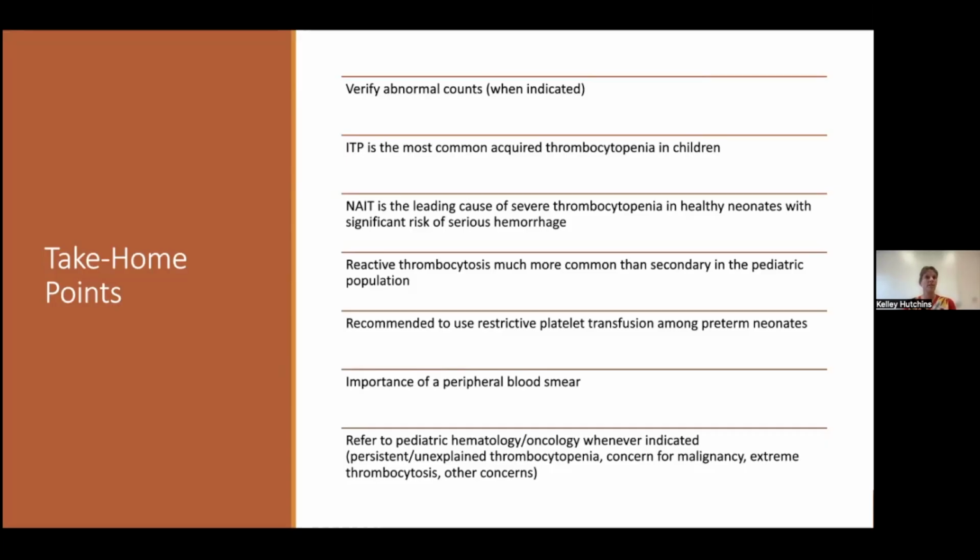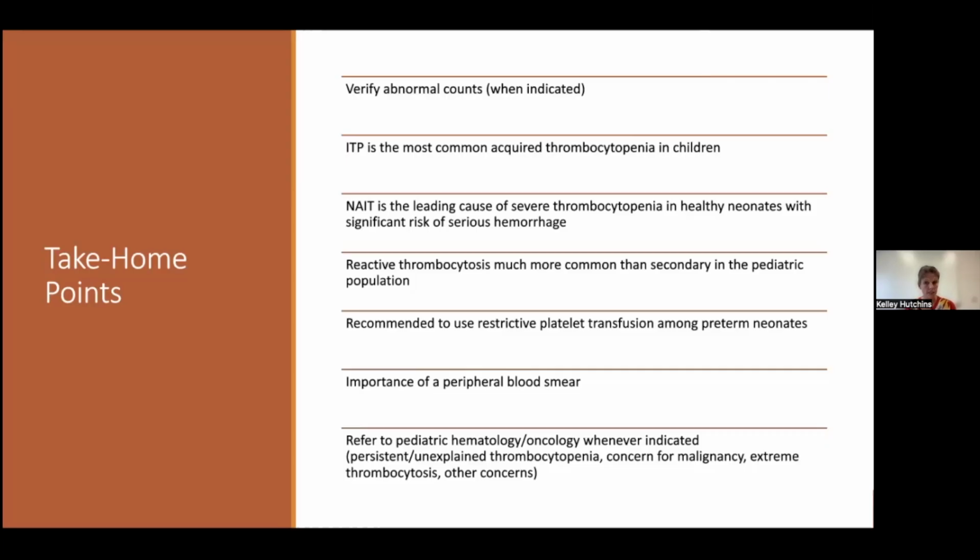ITP is going to be the most common acquired cause for our pediatric patients, but again, it is a diagnosis of exclusion. So you want to make sure that you've ruled out other things before you just say it's ITP. NAIT, the leading cause of severe thrombocytopenia in our healthy babies. And again, this is associated with a very significant risk of bleeding. And so it's just good to be cognizant that this entity exists.